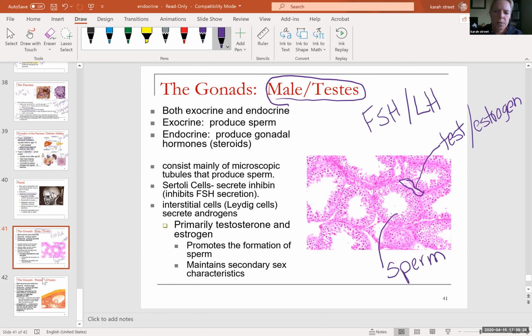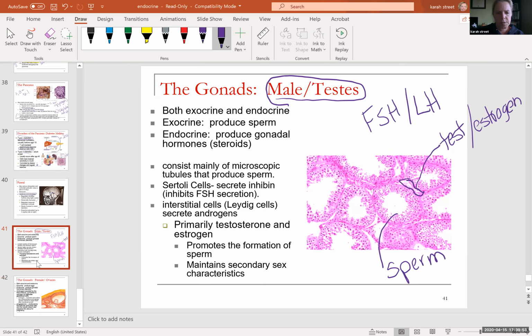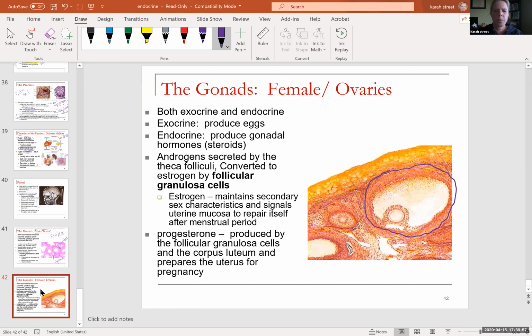For the females, their gonads are ovaries, and they have these repeating structures called follicles. Sounds a lot like the thyroid gland. This picture on this slide and this picture for the testes can actually be found in your histology packet for Lab Unit 4. The ovaries and testes both are exocrine and endocrine. I kind of talked about that.